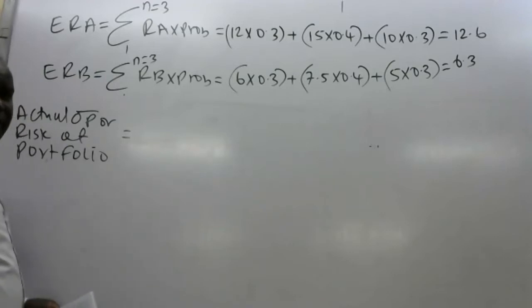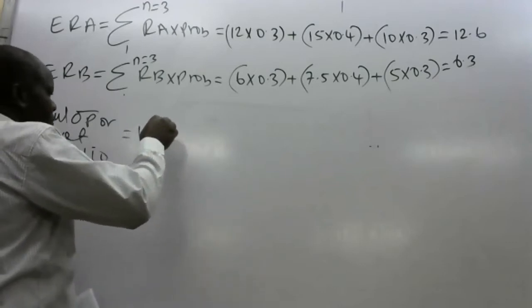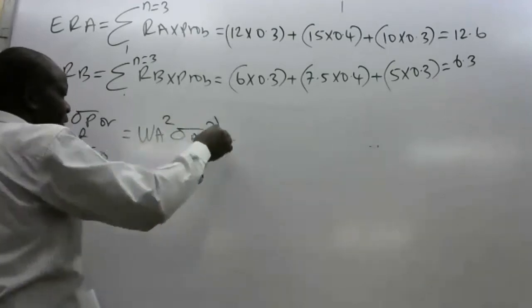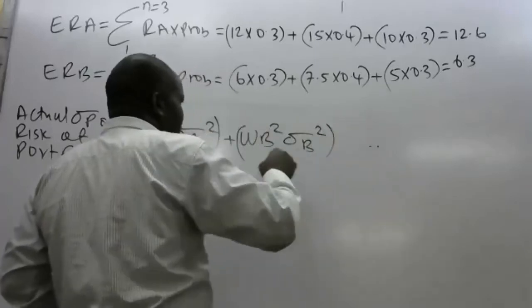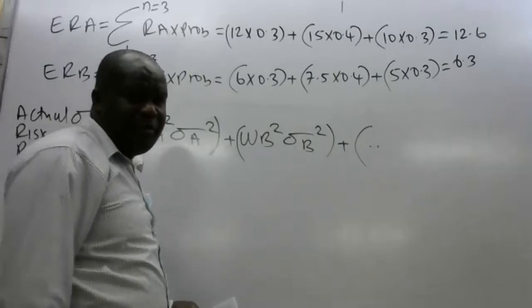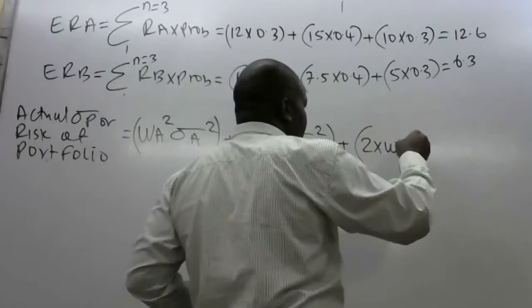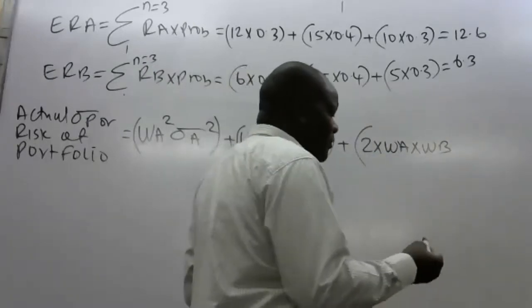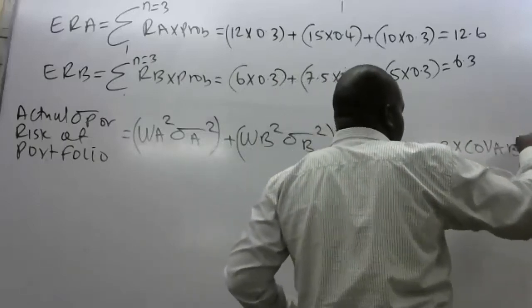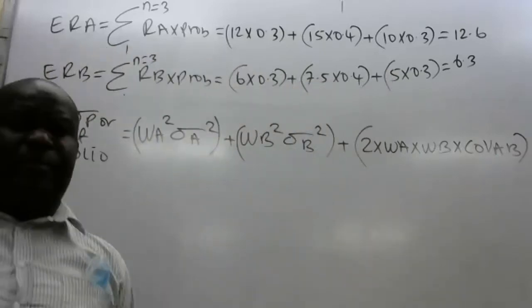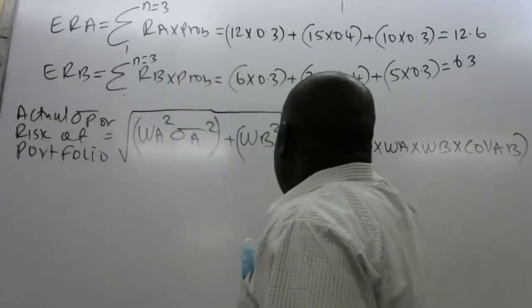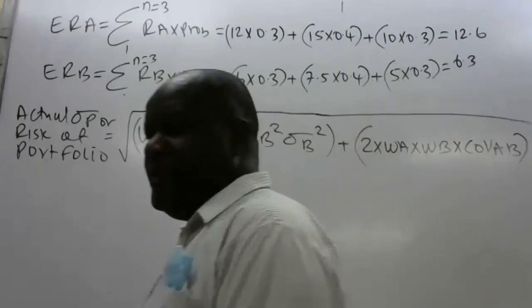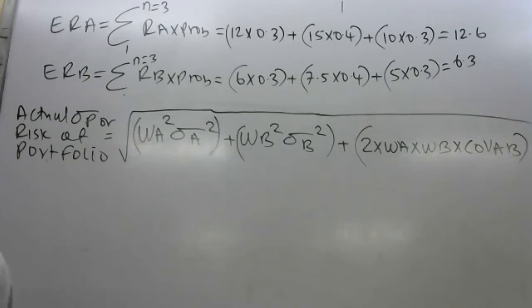For this question, it will be weight of A squared, then the variance of A. Then we also add weight of B squared, the variance of B. Then we shall also be required to add 2 multiplied by the weight of A, the weight of B, then also multiplied by the covariance between A and B. But we shall be getting the square root of that whole part.